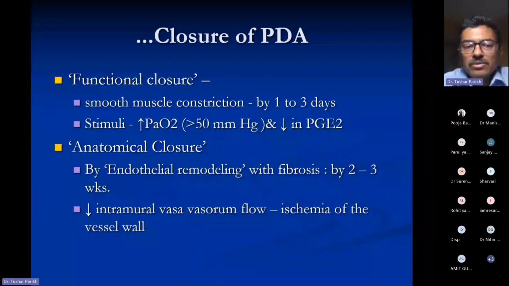Now, during this fibrosis, during this extreme constriction of the duct, the vasa vasorum, which are within the vessel wall of the ductus arteriosus, undergo ischemic change, and because of that there is fibrosis and then there is a permanent anatomic closure of the duct.